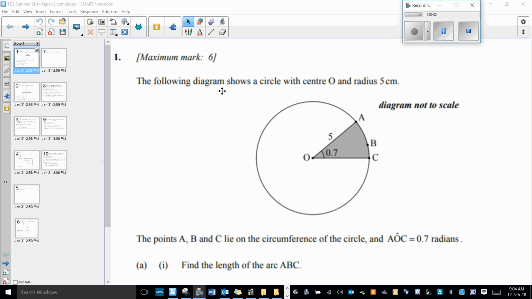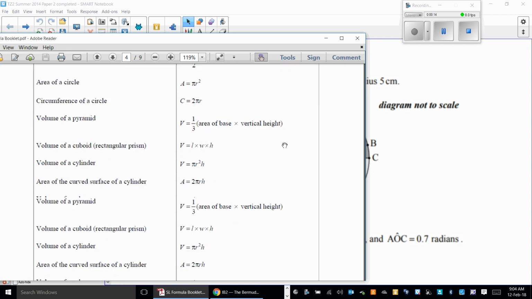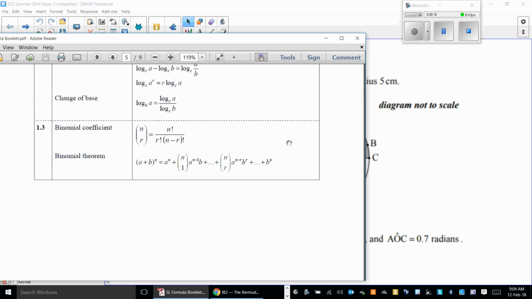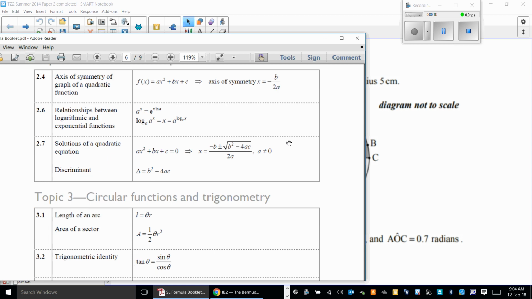This is time zone 2, paper 2. So we've got the circles. Find the length of the arc. Alright, so just a reminder, arc length. Here we go.